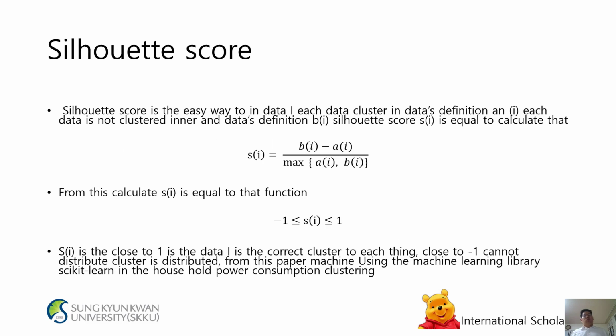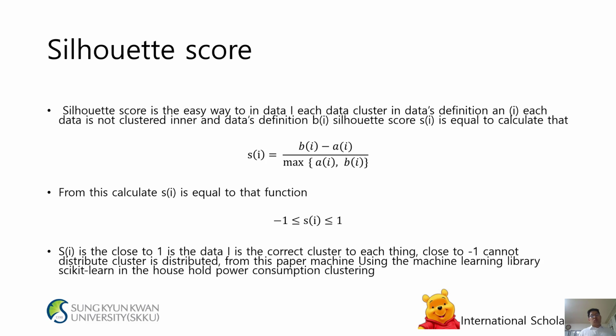The silhouette score is an easy way to evaluate clustering. For each data point in a cluster, the definition is s(i) = (b(i) - a(i)) / max(a(i), b(i)). From this calculation, s(i) ranges from -1 to 1. If s(i) is close to 1, the data point i is in the correct cluster. If it is close to -1, it is not clustered correctly.